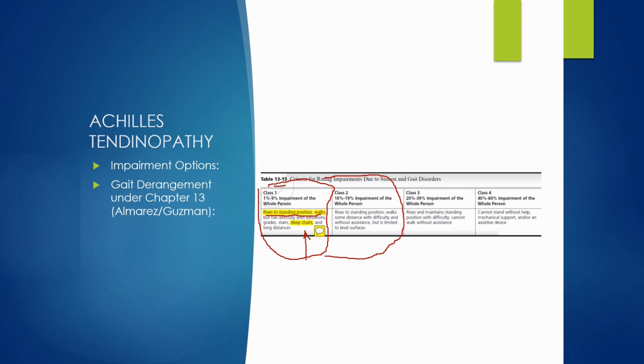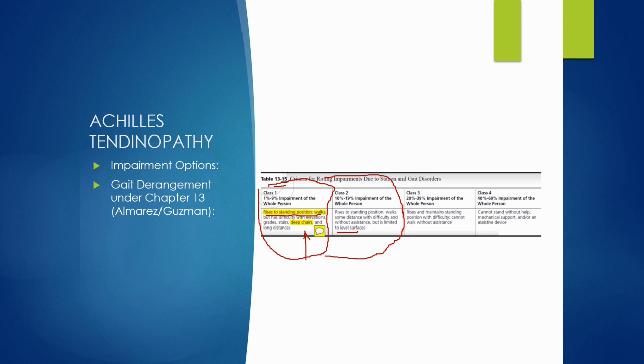Now, this perfectly describes an examinee with Achilles tendinopathy because we know it's the inclined surfaces that contribute to the development of Achilles tendinopathy, that contribute to the excessive loading of the Achilles tendon, and that contribute to the painful symptoms of the condition. So these examinees are pretty much limited to level surfaces.